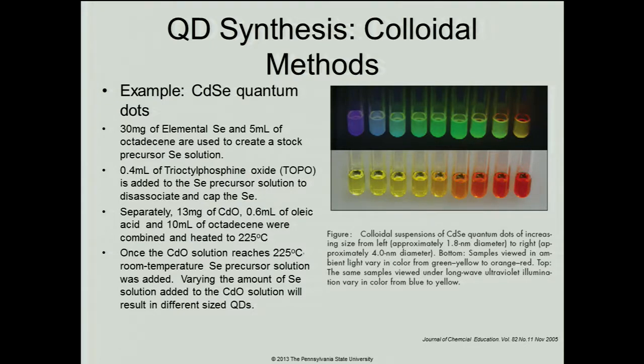So, this is an example of making cadmium selenide quantum dots. This is the process which says how you can make the cadmium selenide. It is basically a suspension.